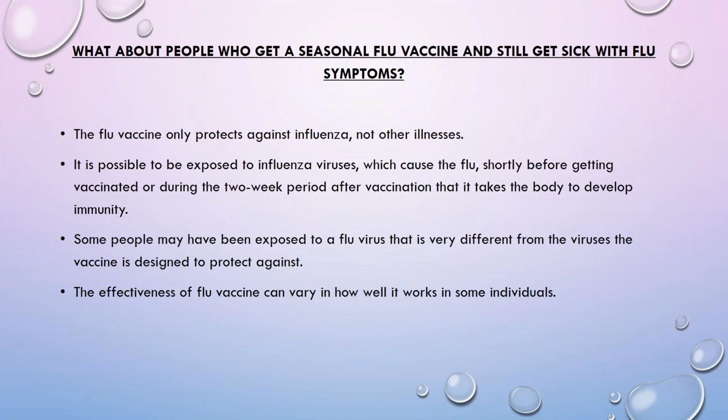It is possible to be exposed to influenza viruses, which cause the flu, shortly before getting vaccinated or during the 2-week period after vaccination that it takes the body to develop immunity. Some people may have been exposed to a flu virus that is very different from the viruses the vaccine is designed to protect against. The effectiveness of flu vaccine also varies in how well it works in some individuals. If you're in a high-risk group, you have a higher chance of getting the flu in that period when you receive the flu vaccine and it's waiting to become effective.